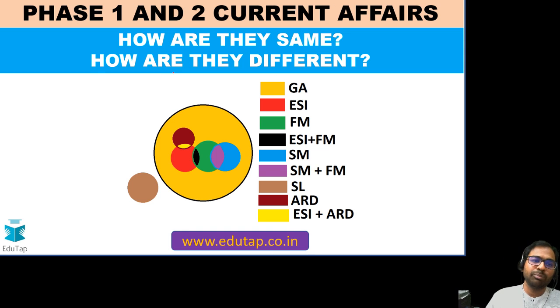Now this is the most important slide. I want your undivided attention so that I can make you understand what phase 1 current affairs is, what phase 2 current affairs is, and how they are the same and how they are different. I'll give you 30 seconds. Please study this slide. I'll explain it to you in 30 seconds. Please study first. In the meanwhile, I'll see your comments.